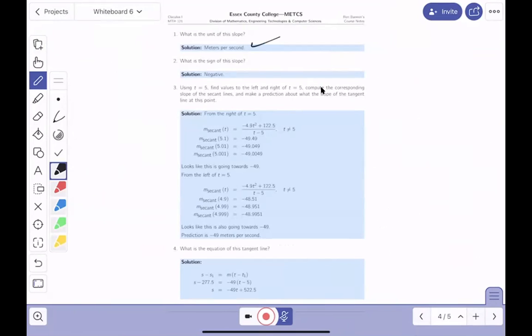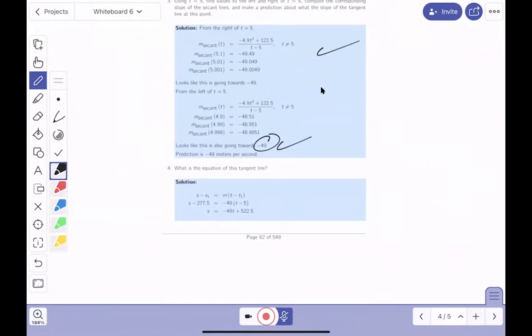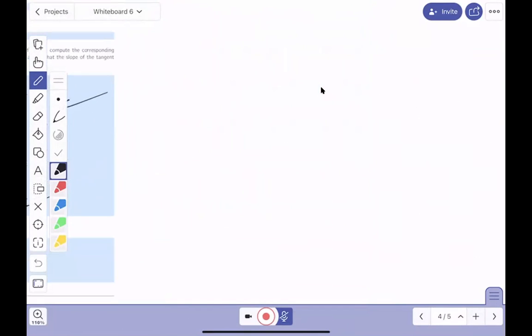What's the unit of slope, meters per second? We've already answered that. What's the sign of slope? Negative. We already answered that. I went through this business over here. I got the minus 49. We've already answered that. What's a tangent line? I have not answered that. I'll put that down for you.